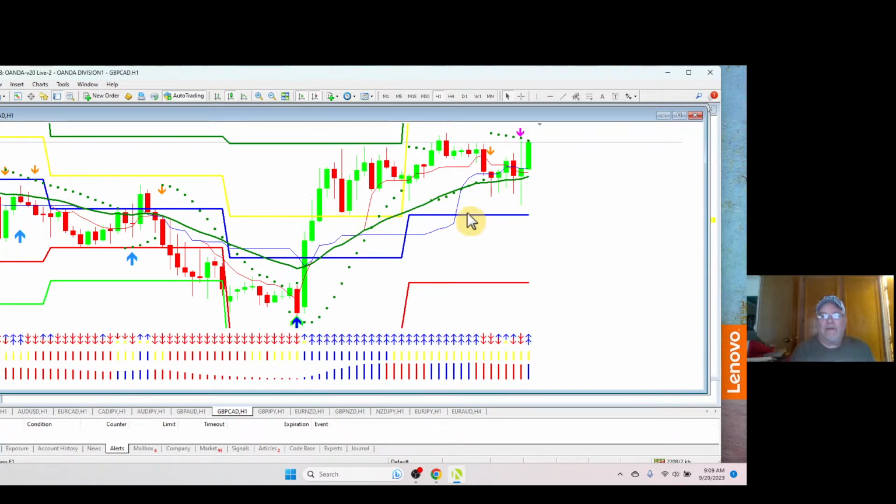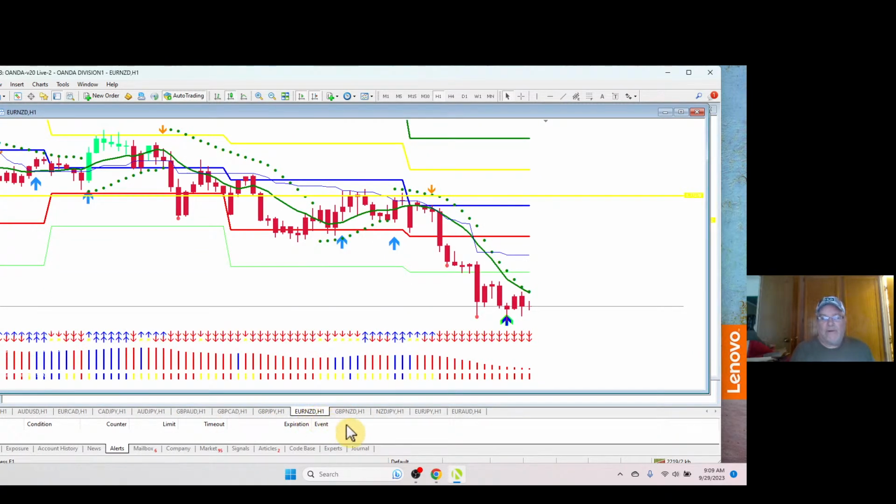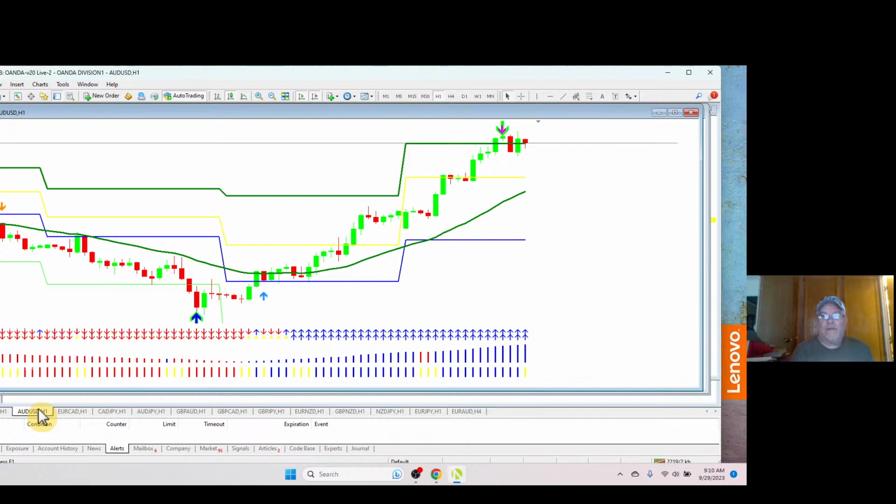What's the range? Let's see. Yeah, it's not done its daily range yet. So nothing to do on the pound CAD. We're waiting on the pound Aussie. We're waiting on the Euro New Zealand. And waiting on the Aussie dollar.